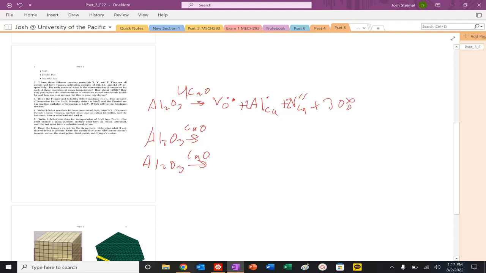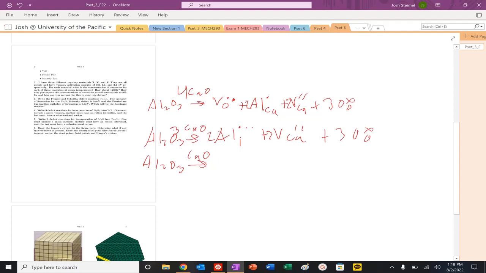All right, what is the next one we need? We need to have a cation interstitial. So I'm going to do Al interstitial, and this should be 1, 2, 3. And then I'm just going to do plus vacancy of Ca, 1, 2. So I need 2 of these, I need 3 of these. That'll give me my charge balance, plus 3 oxygen X. This will be 3, and that's it.